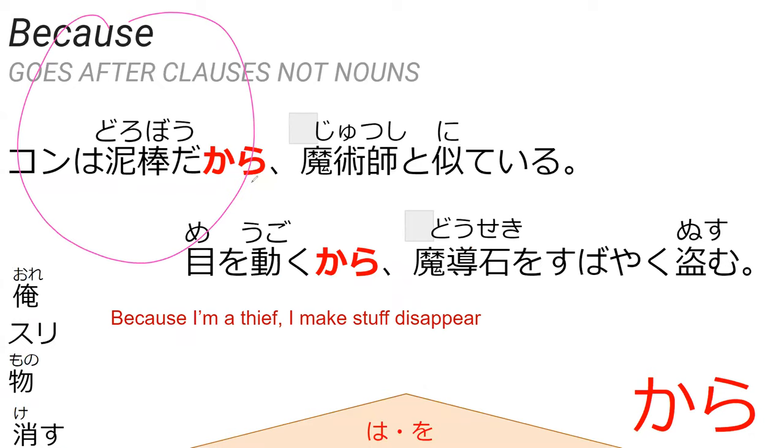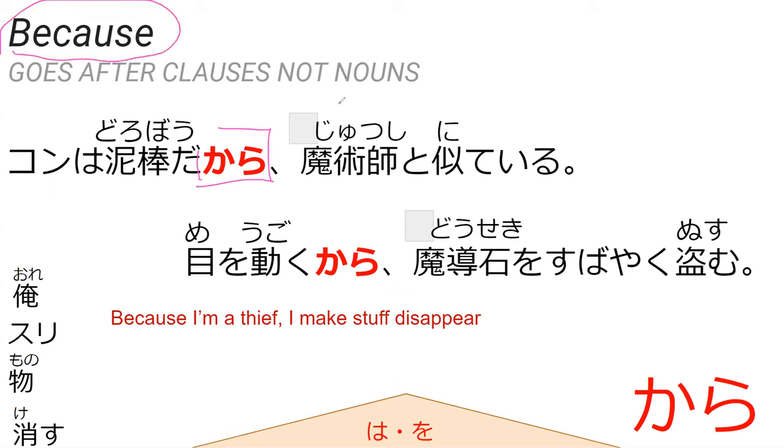Perfect. So our next grammar is kara. Specifically, we're talking about the kara that means because. This kara does not occur after nouns, it occurs after clauses. So for example, dorobo is a noun, so it's not dorobo kara, it's dorobo da kara. That's where that da comes from, because that's marking this as a clause and not a sentence. So dorobo kara is a totally different thing than dorobo da kara. Very important point. Understood. Super important. So this is basically used to mean because.